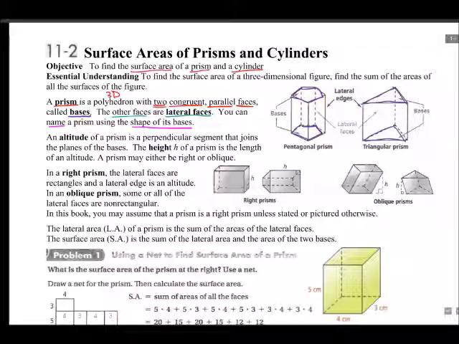And altitude is the perpendicular segment that joins the planes of the bases. Now we know what an altitude is. It's just the height of our prism. And so we take this segment here that joins the planes of the bases, and that would be our height.